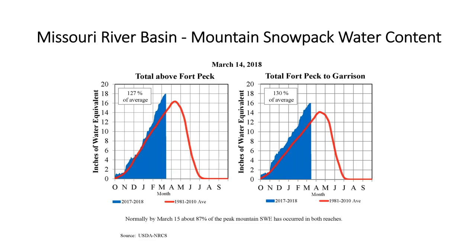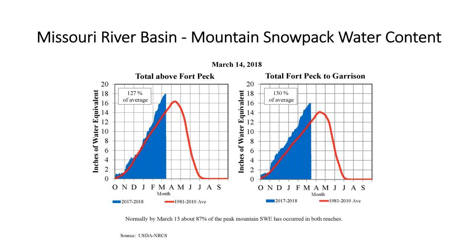So on March 12th, the mountain snow water equivalent in the total area above Fort Peck reached about 17.9 inches of snow water equivalent. This represents about 128% of the average. So we're doing well there in terms of an above average snowpack and snow water equivalent. The mountain snowpack in the total Fort Peck to Garrison reach was about 16 inches. This is again high. It's about 132% of the average for this time of the year.